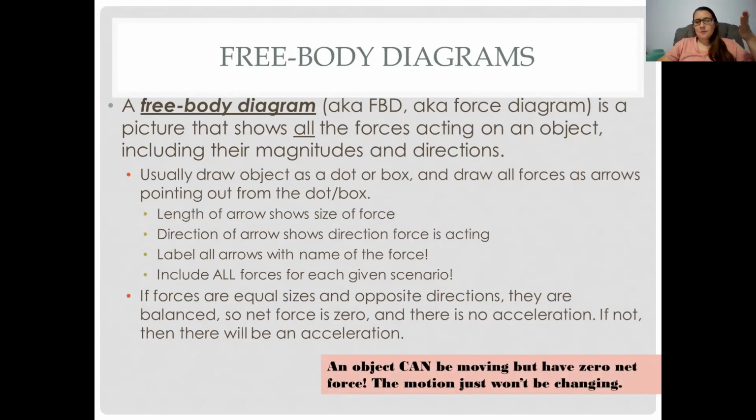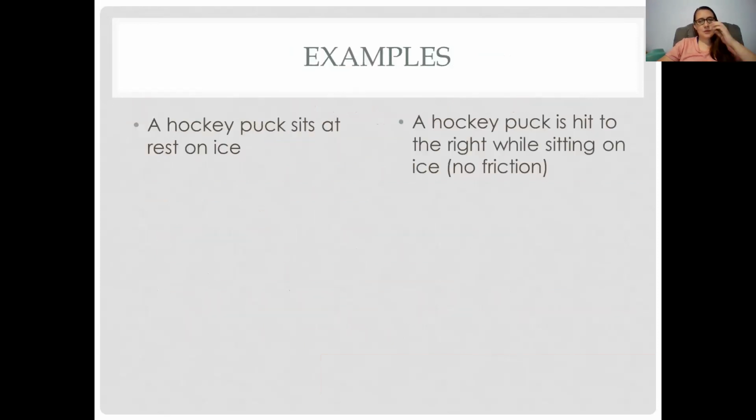So, like I said, an object can be moving and have a 0 net force. It just means that the motion will not be changing. Okay, so here are a couple of examples that are similar to each other, but will give us different free body diagrams and different net forces. So the first one, the one on the left, a hockey puck sits at rest on ice. So here's our hockey puck.